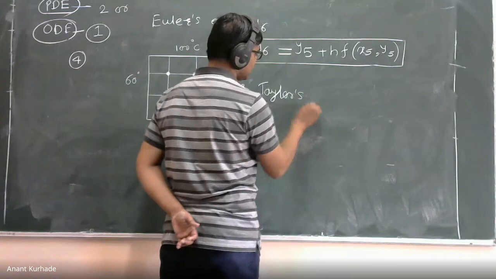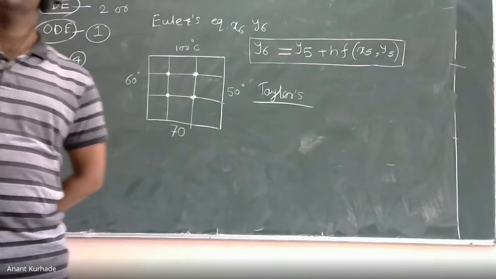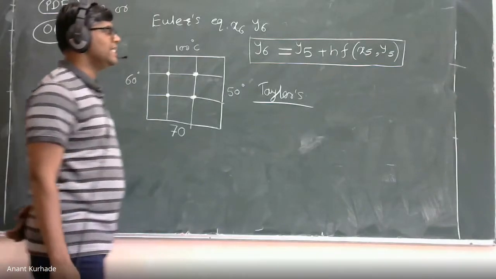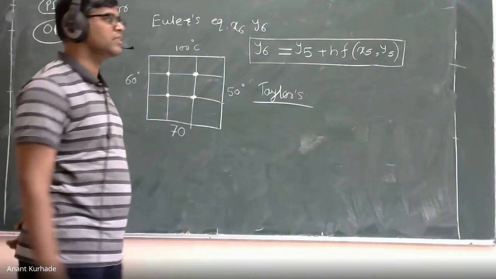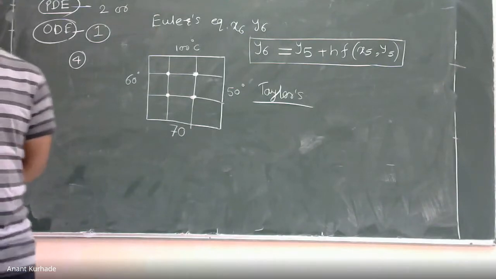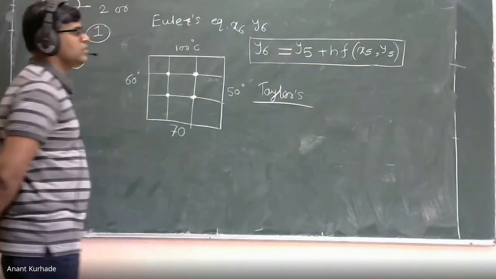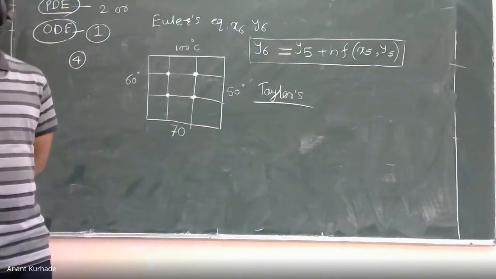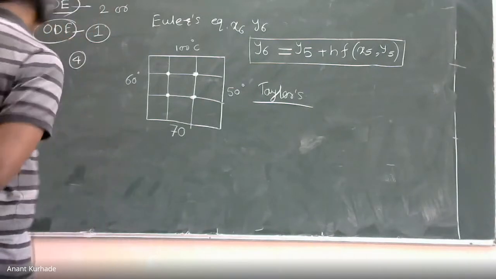Okay, Taylor series equation. y is equal to y0 plus h into y dash of x0 plus h square divided by 2 factorial into y double dash of x0. Solve up to 4, we will take up to 4 derivatives.